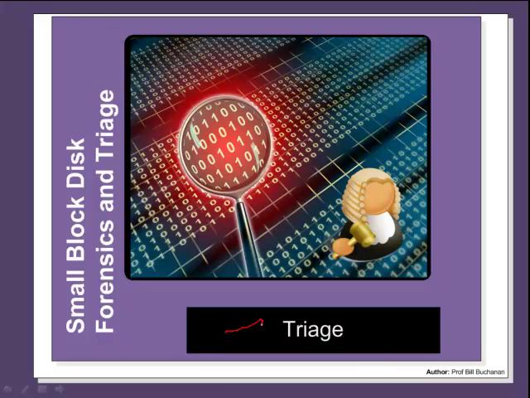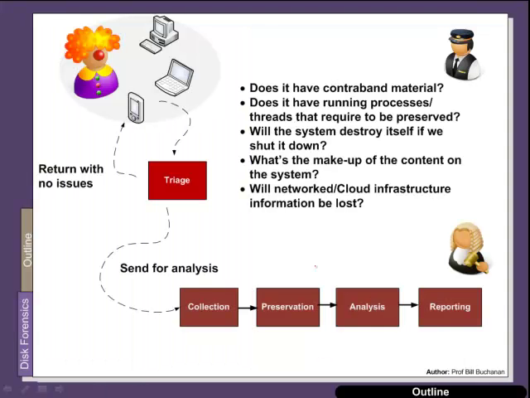Okay, so let's look at the basic principle of triage. So we've seen the normal process, CPAR: collection, preservation, analysis and reporting. So we've seen the issues that are involved in going through this process. It can be a lengthy process from collection to analysis.